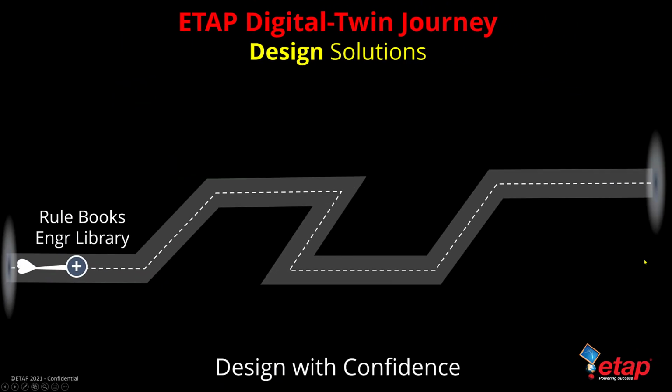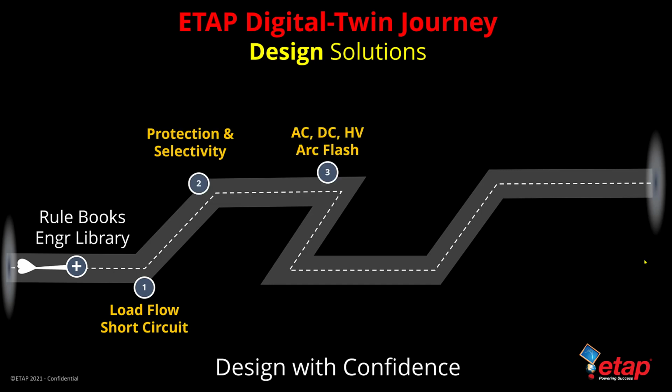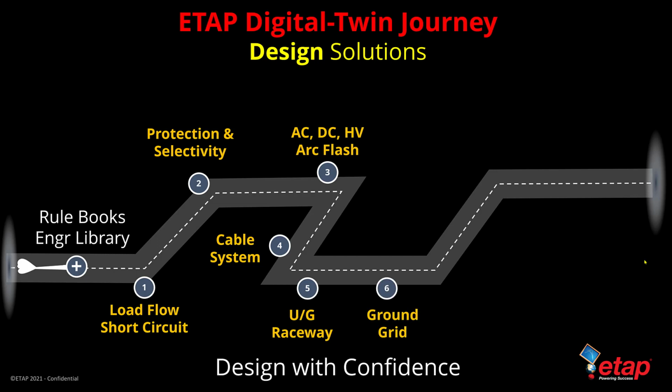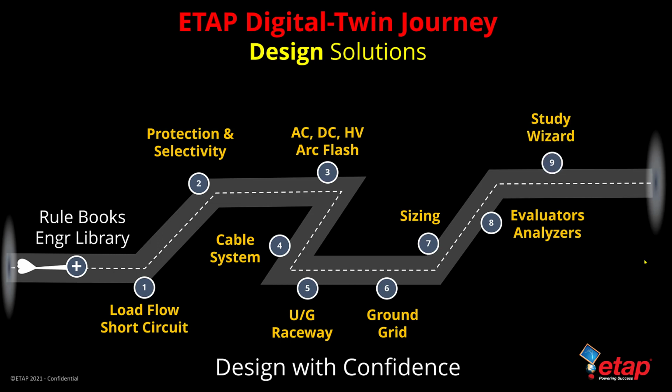When it comes to the design solutions, we can leverage the rulebooks and engineering libraries that we have within ETAP that allow you to design the system in confidence. So you can then start performing load flows, short circuits, protection selectivity, AC/DC arc flash, the cable system computations such as sizing, thermal analysis through underground raceway system, substation ground grid safety, and then leverage the evaluators and analyzers and the study results to consolidate and represent all this information in a precise manner.